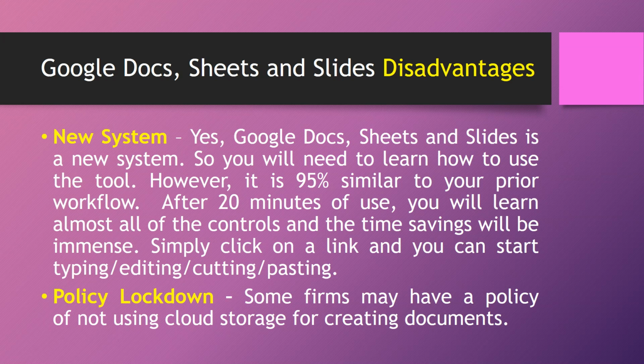So, policy lockdown. Some firms may have a policy of not using cloud storage for creating documents. So some may not permit that you save their documents in the cloud. And once that is not allowed, then you won't be able to use Google Docs, Sheets, and Slides. Do you understand that now? So that policy could affect that. So if there's a firm that has that kind of policy, then it means you won't be able to use that.